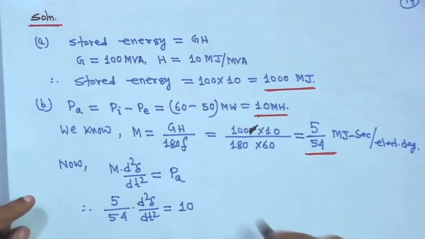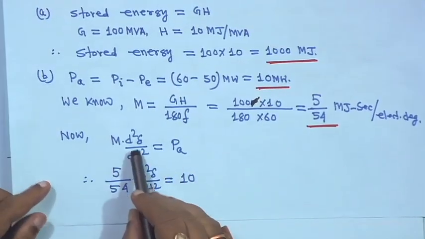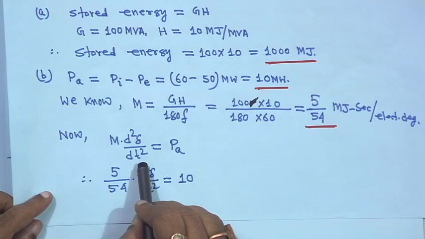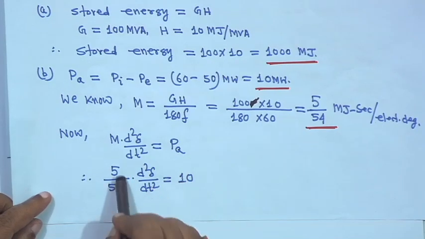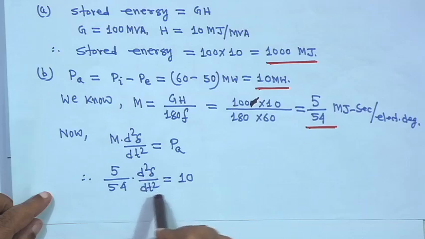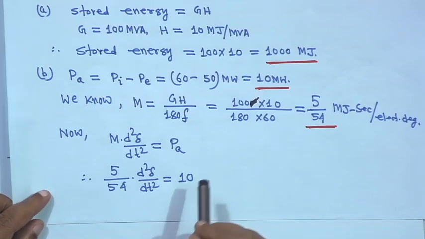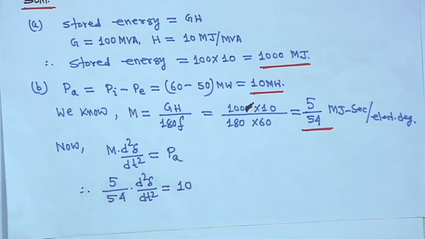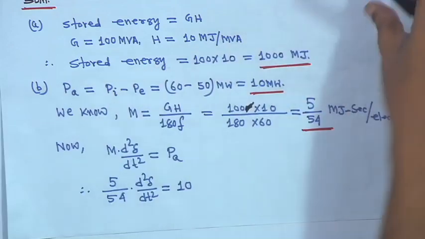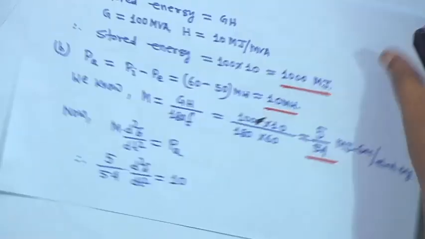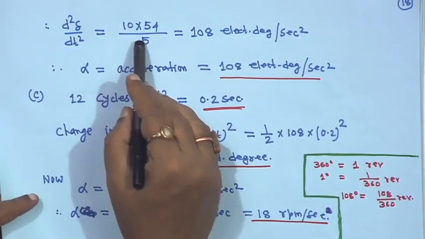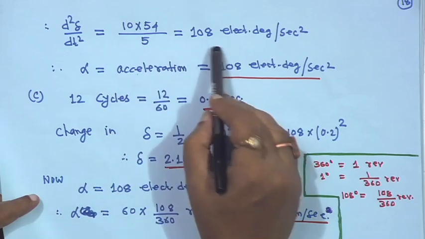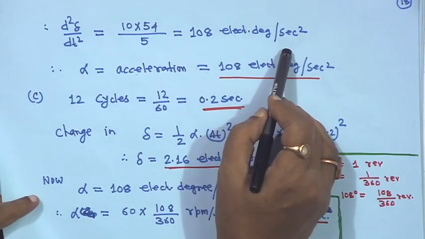Now, this M is known. Now, we know that M into d square delta upon dt square is equal to the accelerating power P A. Therefore, 5 by 54 into d square delta dt square is equal to 10. So, that means d square delta dt square is equal to 10 into 54 by 5, that is 108 electrical degree per second square.